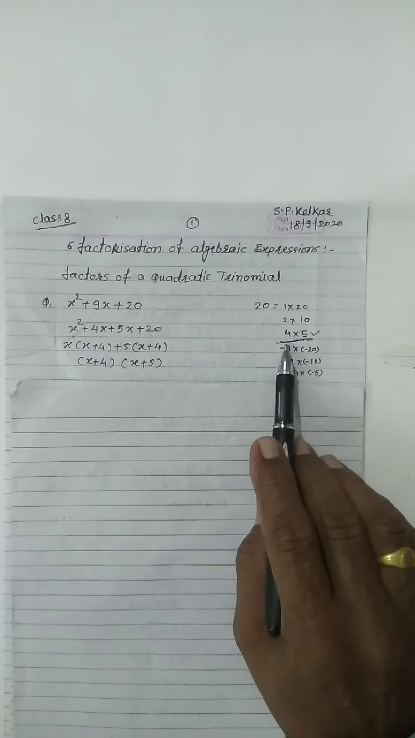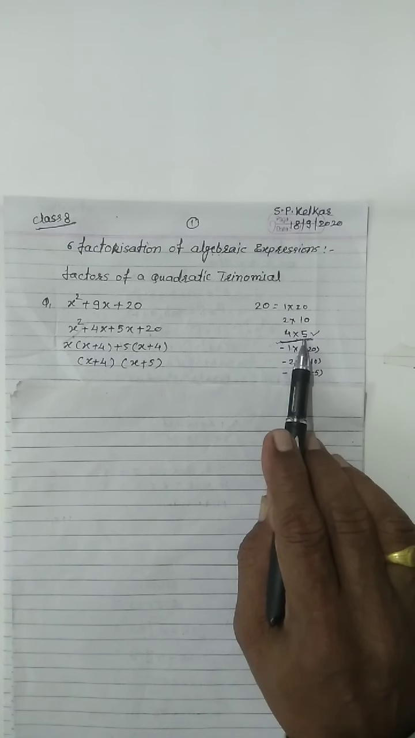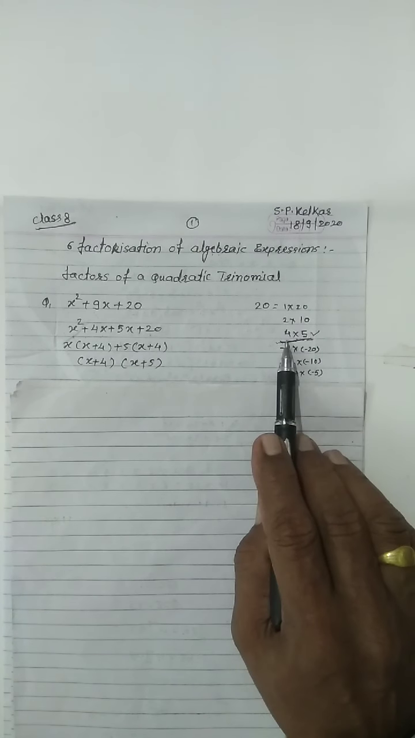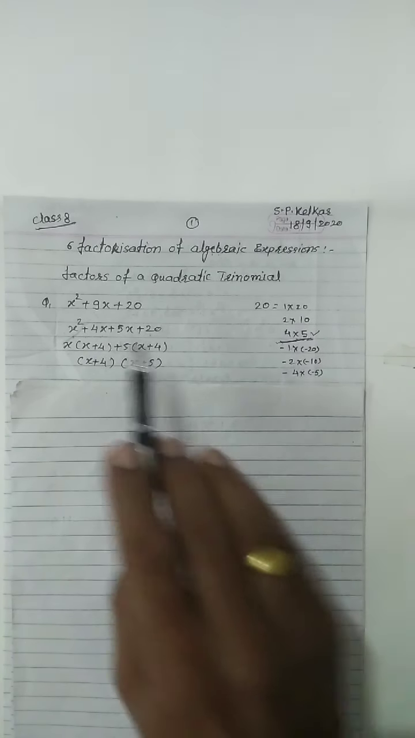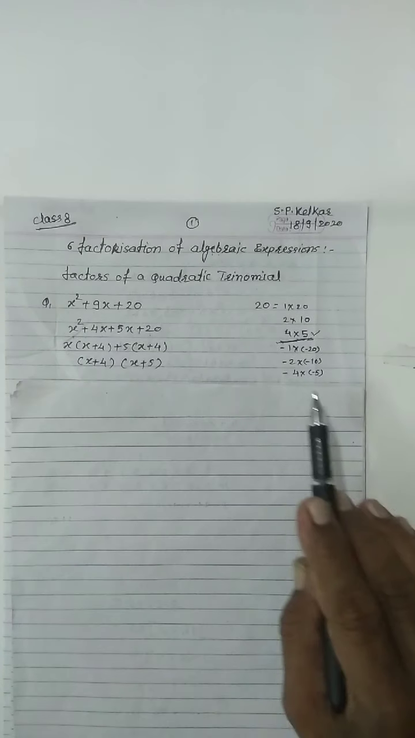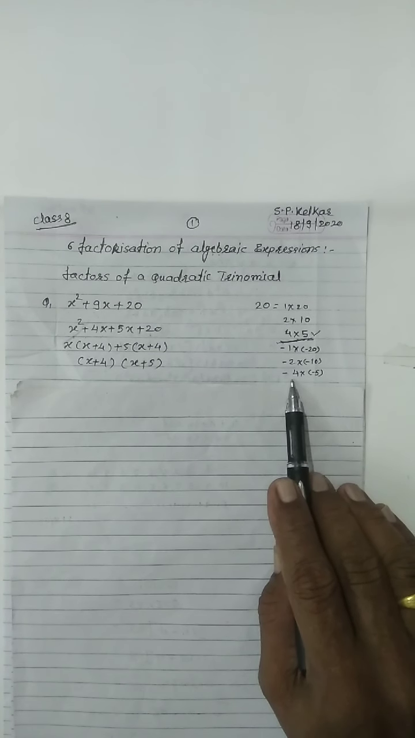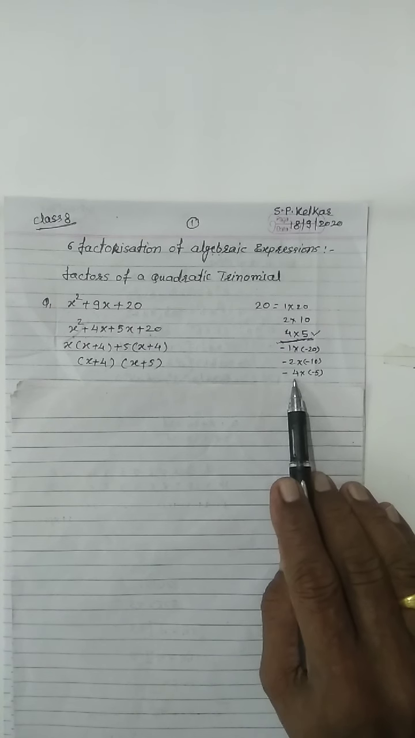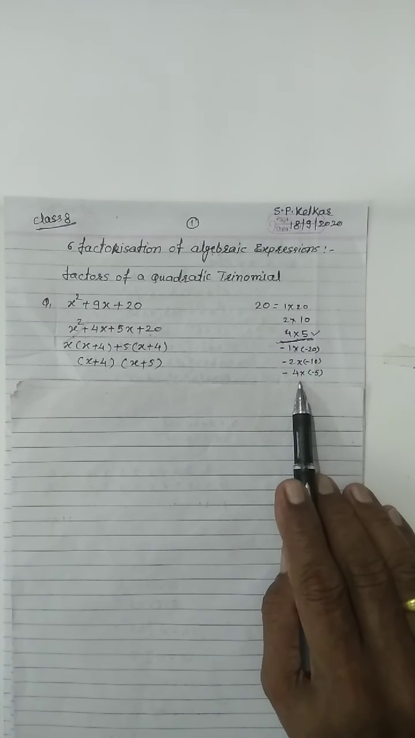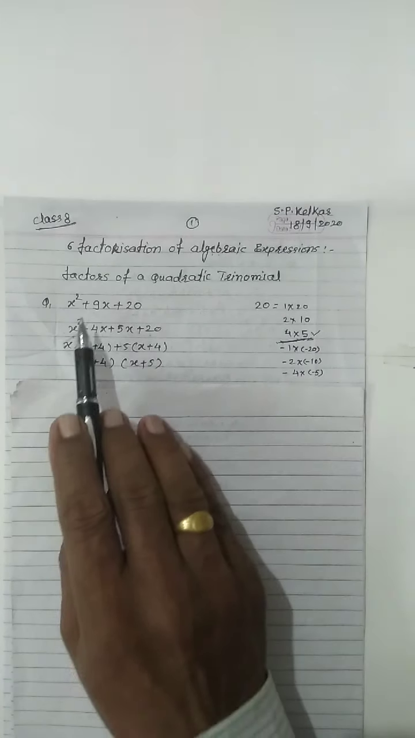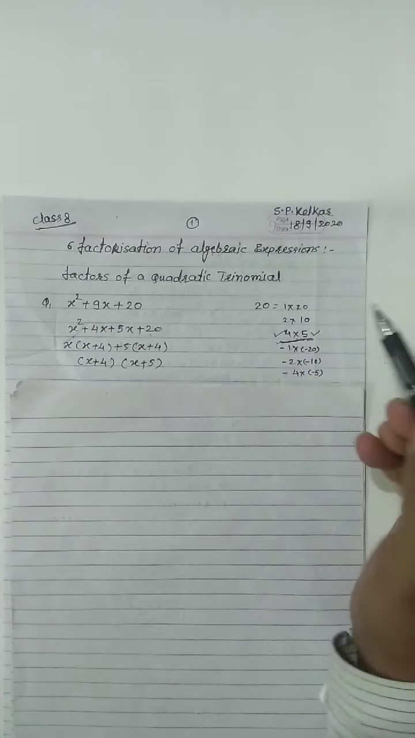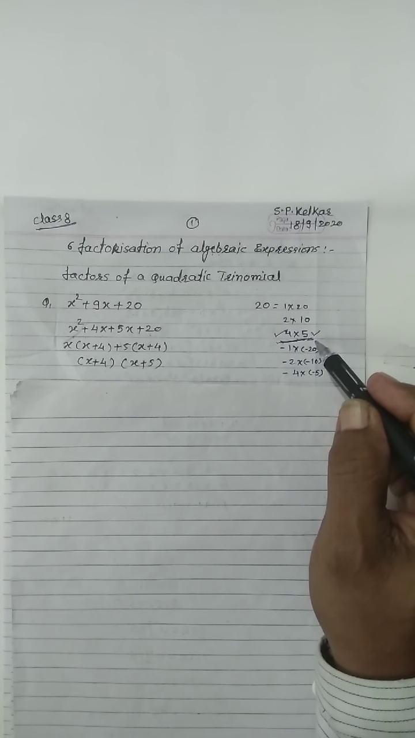2 plus 10 is 12, 4 plus 5 is 9. See these pairs: 4 into 5 is 20 and 4 plus 5 we get 9. The product of minus 4 and minus 5 is also plus 20, but their sum is minus 9, and we want plus 9 here. So we take this pair 4 into 5.